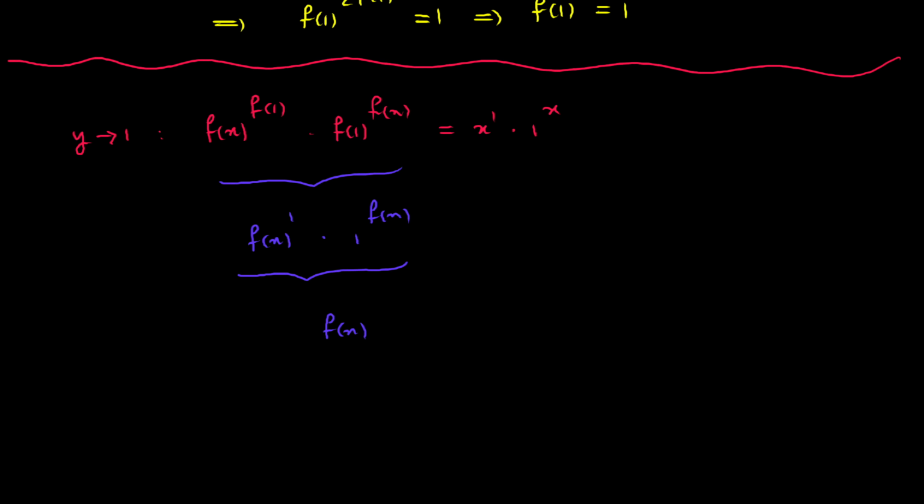So basically, on the left-hand side, we will have f(x). And on the right-hand side, we have x^1, which is x, and 1^x, which is 1. So we will have x times 1, which is the same thing as x. So on the right-hand side, we will have x, and on the left-hand side, we will have f(x). So f(x) equals x. And that's it. We just found an expression for f(x).